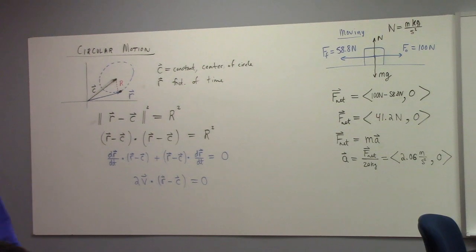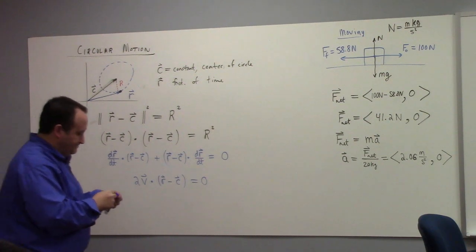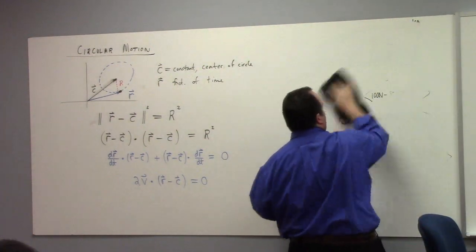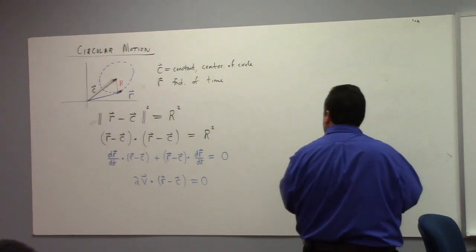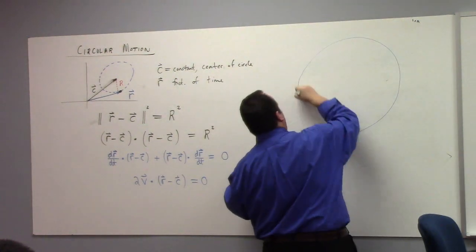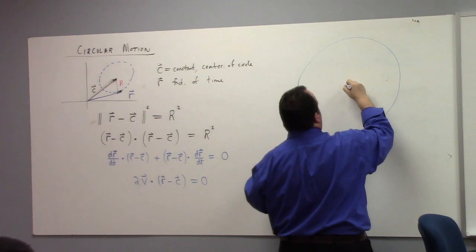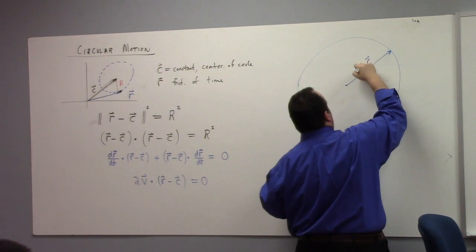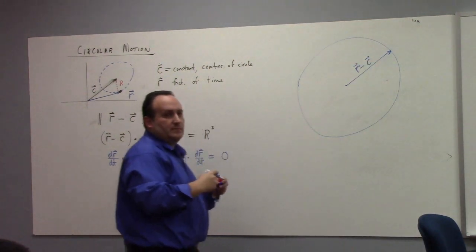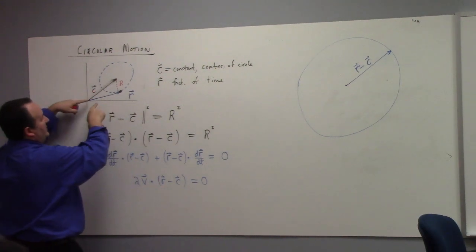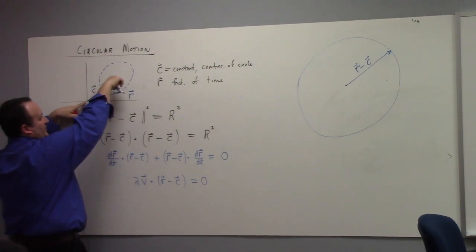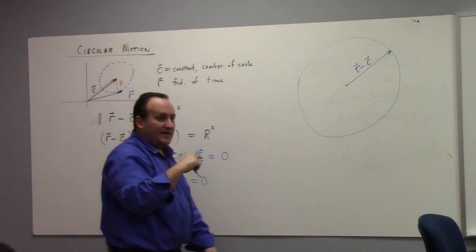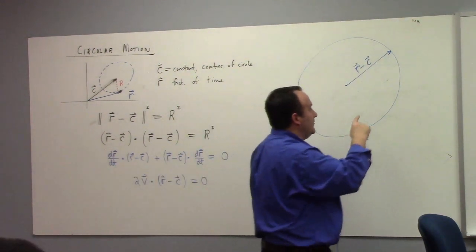Does that make sense? What is R minus C? Let me make a bigger picture here. What's going on? So we got this circle, and here's the center. This vector right here is R minus C. R minus C is the vector that connects the center of the circle to the point on the outside. That's R minus C. So R minus C is the radial vector from the center of the circle out to the point.